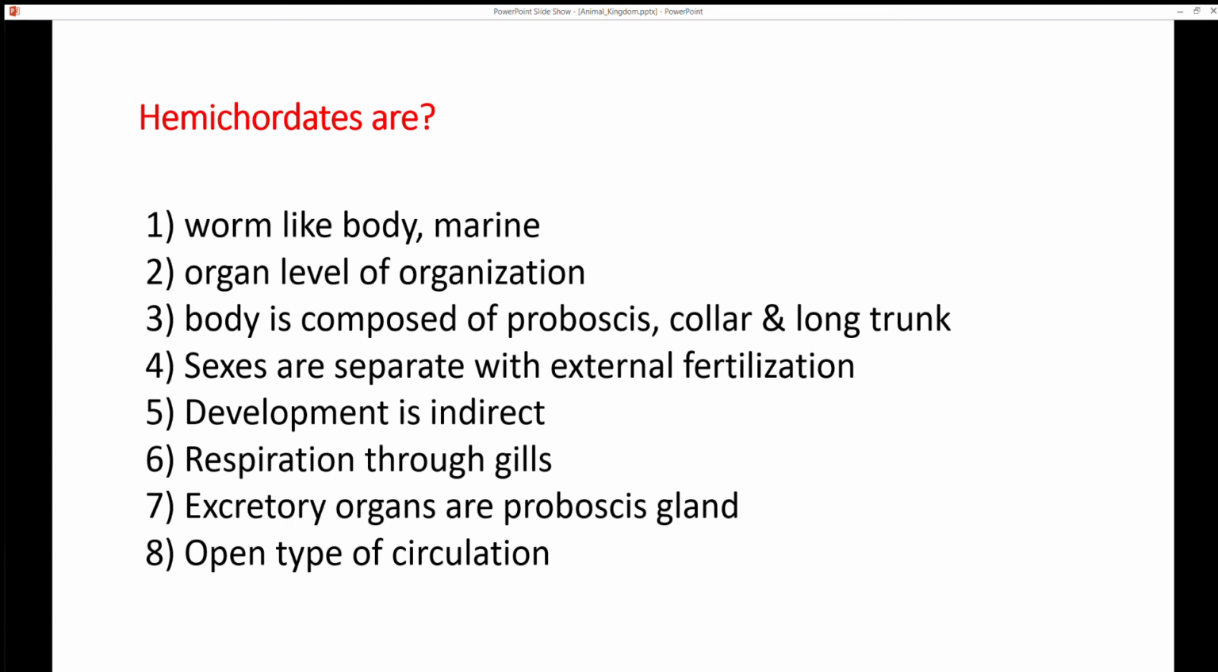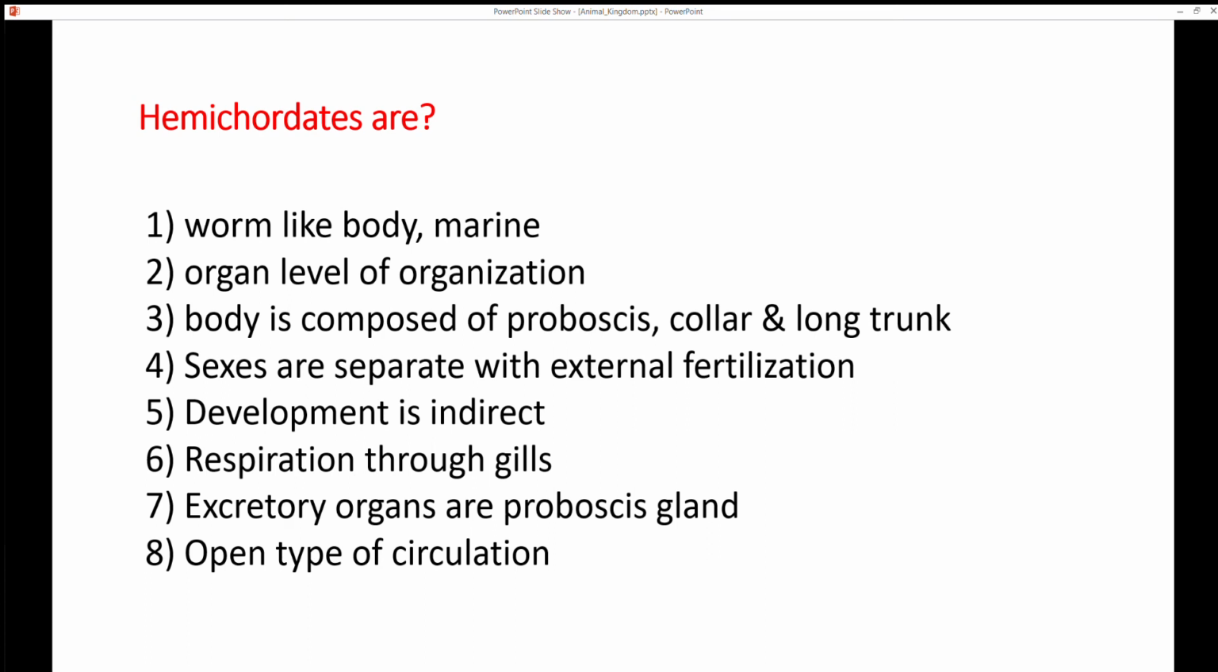As in vertebrates, the sexes are separate, male and female are different, because in invertebrates most of them are bisexual, where both sexes are in the same organism, hermaphrodites. Earthworm is a hermaphrodite, but here in hemichordates male and female are separate, which leads to external fertilization. The eggs will be released outside. Both male and female participate in fertilization.